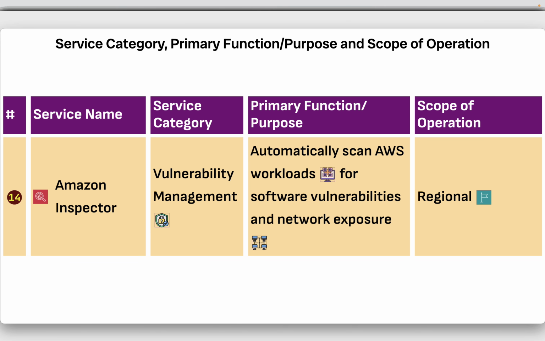Next service is Amazon Inspector. Service category is vulnerability management. Primary function and purpose is to automatically scan AWS workloads for software vulnerabilities and network exposure. Scope of operation is regional.